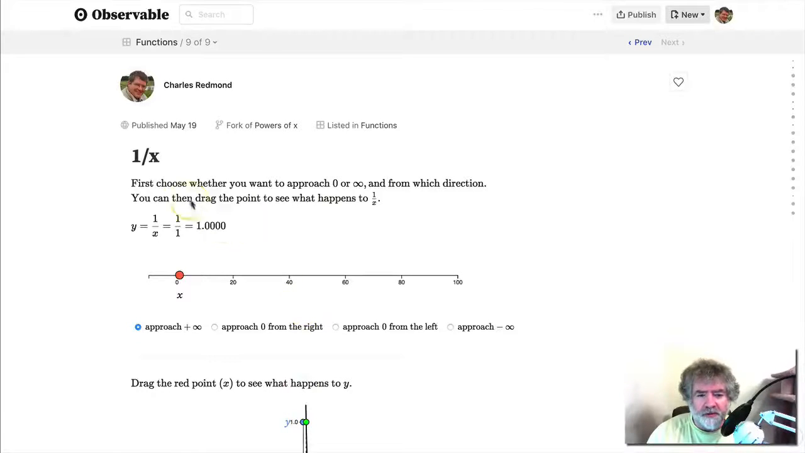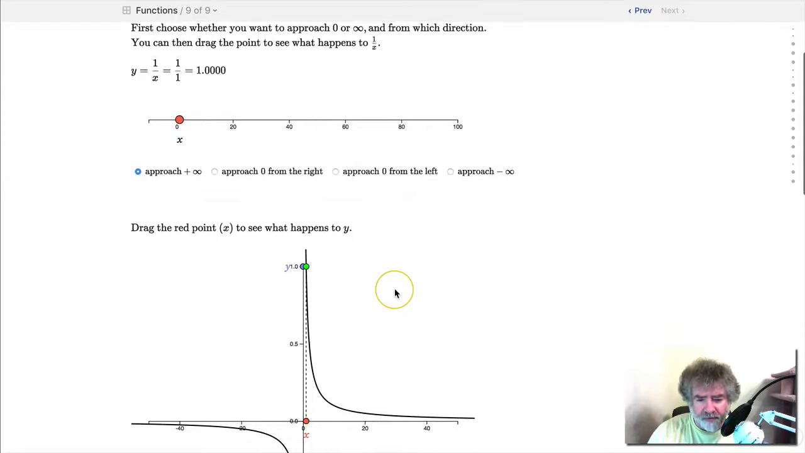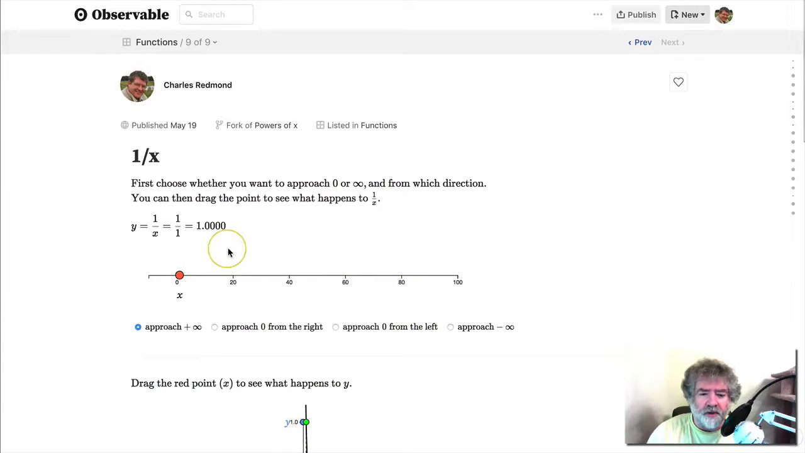So here's one to help students understand the behavior of 1 over x, and I have two visualizations here. In the first one, you can let x go to infinity or negative infinity, or you can approach 0 from either side. So you have to choose down here which you want to do. So let's take a look at each one of those.